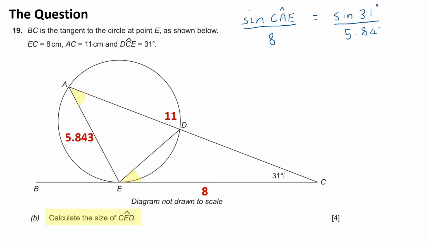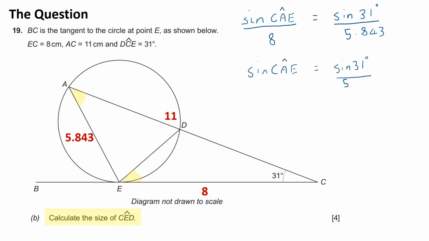So here we go. Sine of CAE over 8. That's just what we said previously. So sine of this angle over the side length opposite is equal to the sine of this angle over the side length opposite. Again, I've stored this value in the calculator. When I come to use it, I'm going to use the full calculator value, not my short version here.